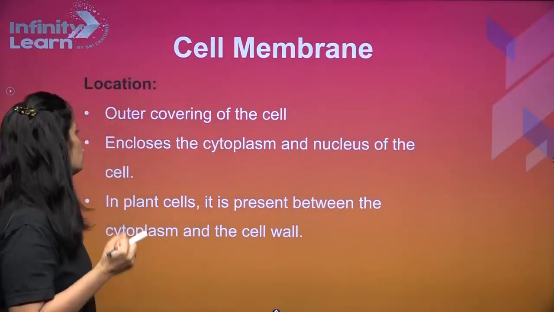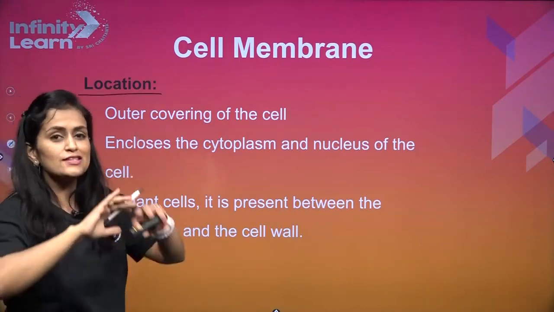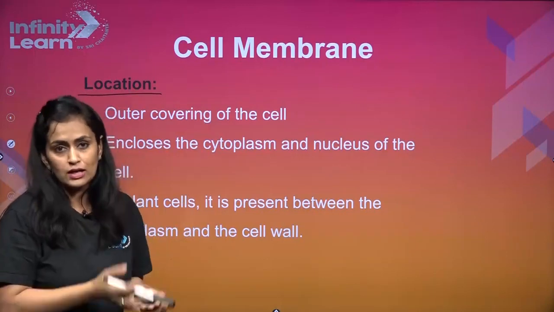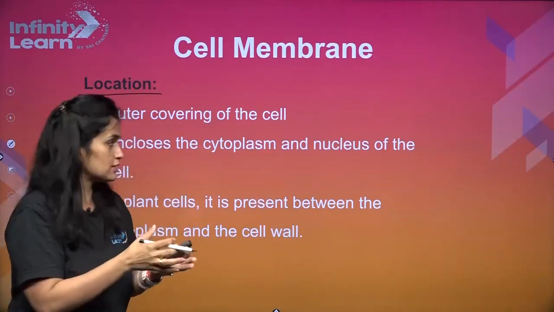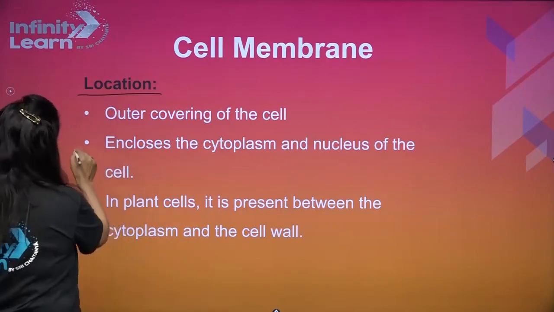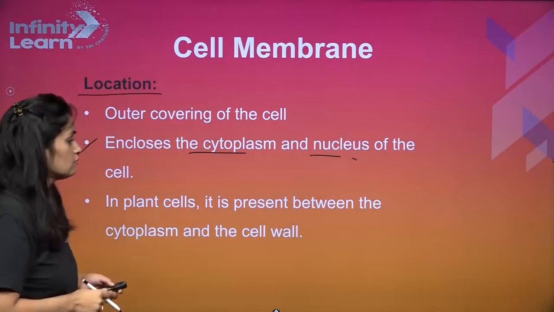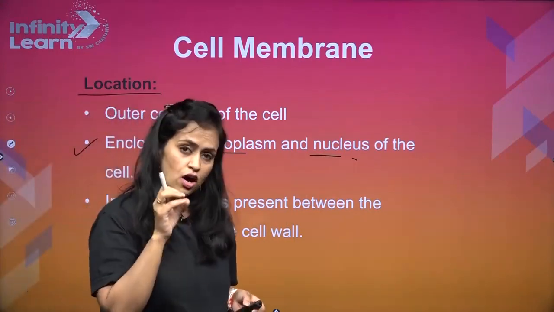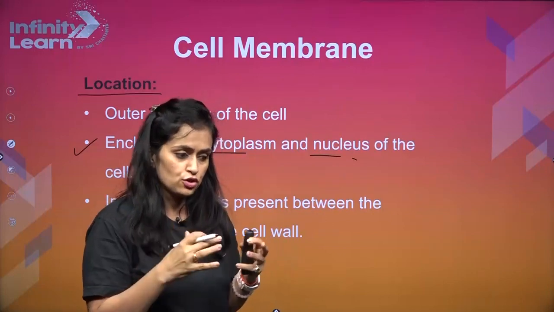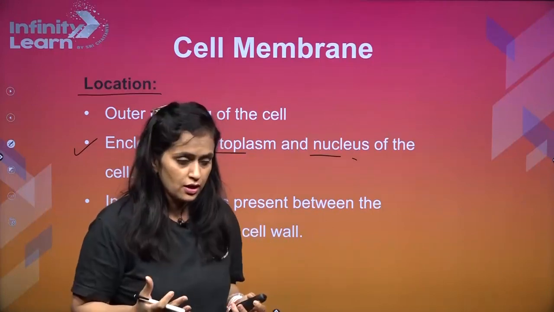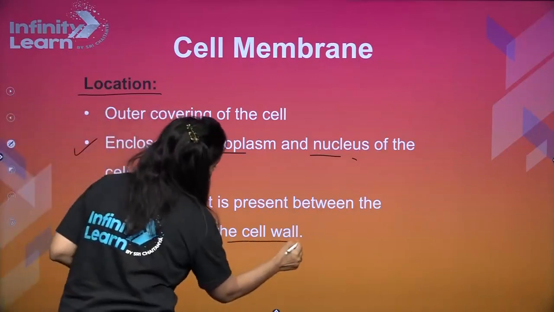Now, where do you find it? Obviously, outside of the cell, because it is enclosing all the cellular components inside it. Then, it encloses the cytoplasm and nucleus of the cell. In case of the plant cells, where would it be present? It would not be the outermost layer, but it would be present between the cytoplasm and the cell wall.